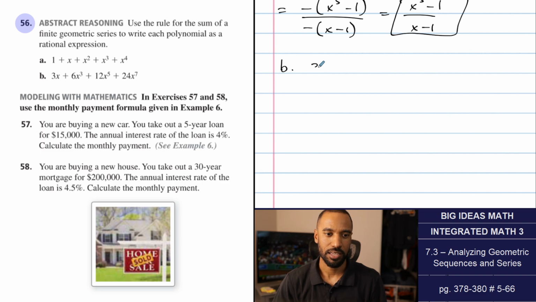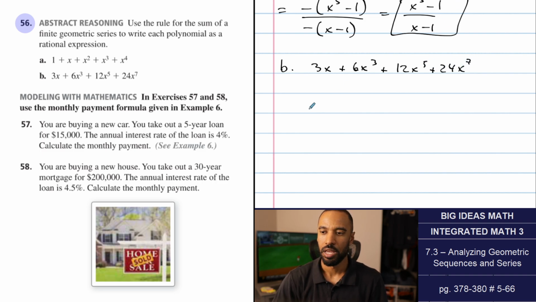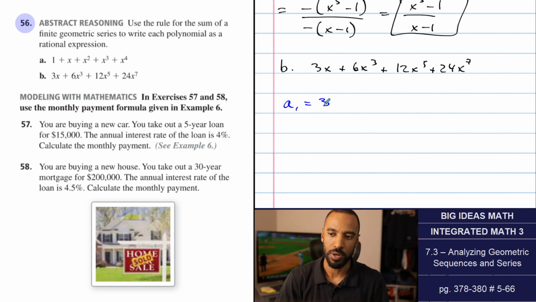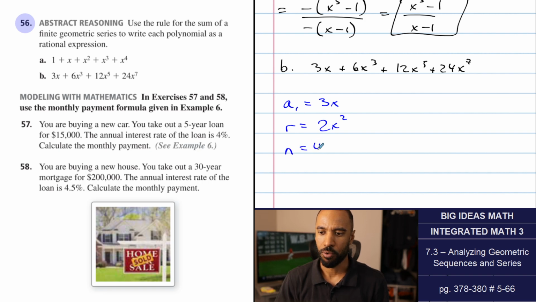We have 3x. Oh, these increase as well. Plus 6x cubed plus 12x to the fifth plus 24x to the seventh. We still have to find that common ratio. We have a first term of 3x. Common ratio looks like 2x squared, I think. 3 times 2 times 2 times 2, x times x squared times x squared. Yes, 2x squared. And there are 4 terms.